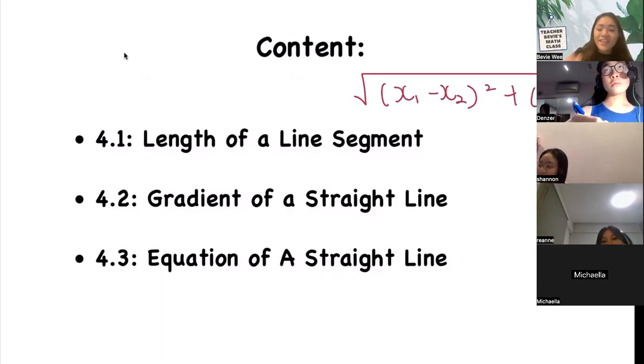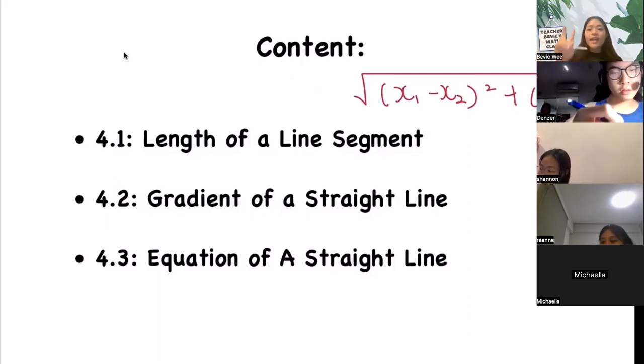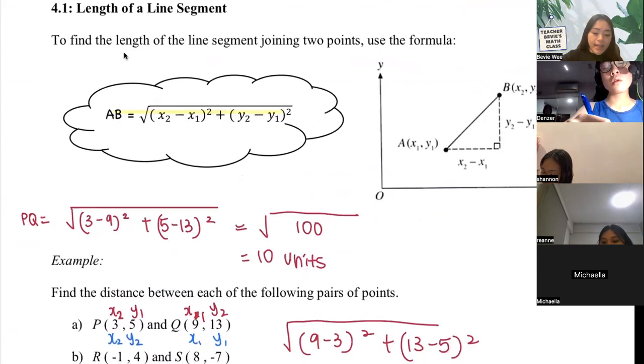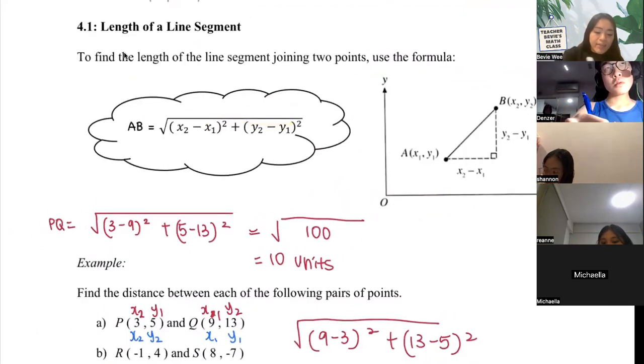Yes, very good job. Okay, whereby x1, y1 is one coordinate, x2, y2 is the other coordinate. I repeat, x1, y1 is one coordinate, x2, y2 is the other coordinate. Keep that in mind. So that brings us to this. This is the length formula, which is what Shannon said. How come Shannon said x1 minus x2 and you typed x2 minus x1? They are the same thing, don't worry.